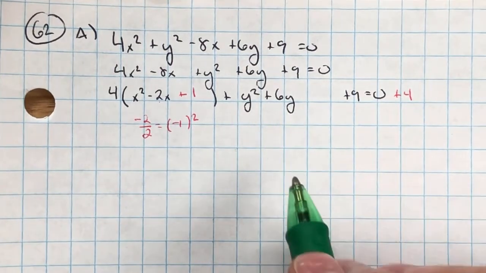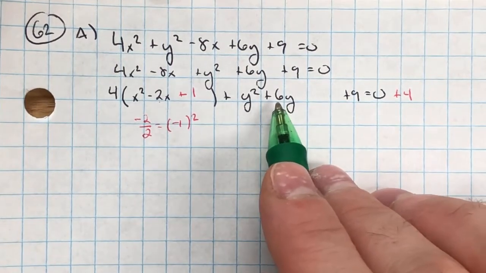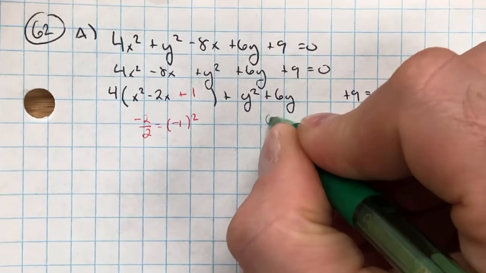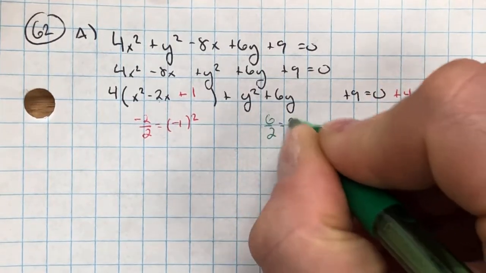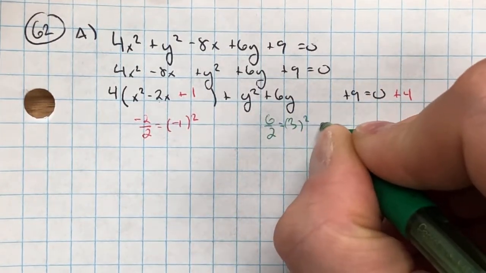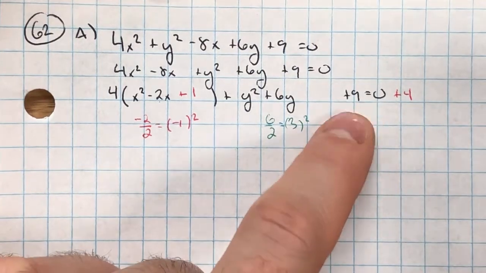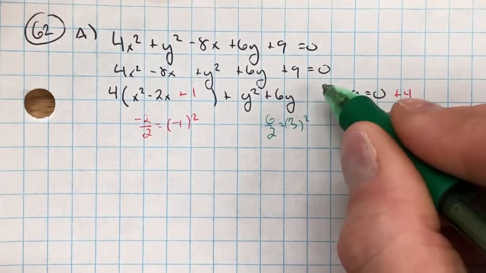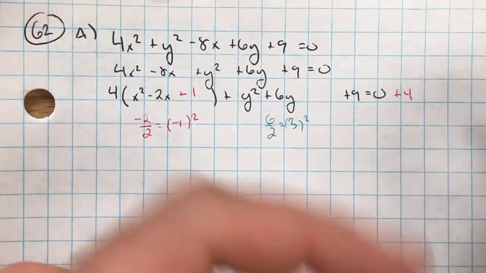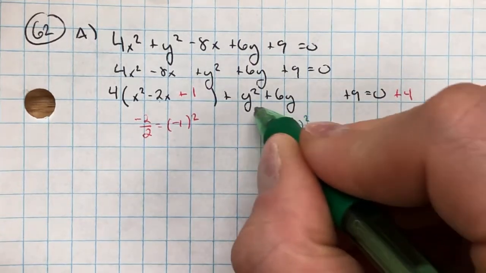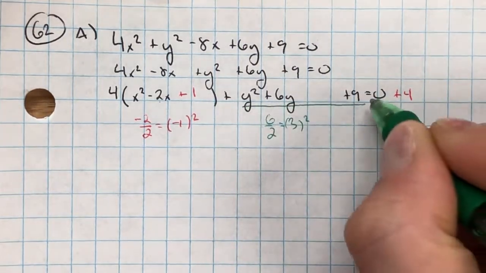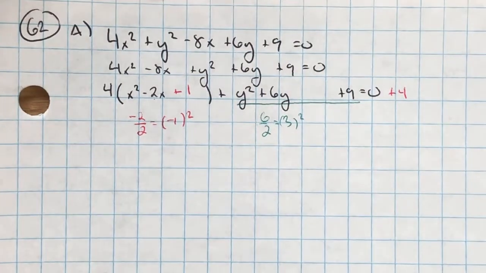And then I do the same thing right here. I'm going to take that 6 and I'm going to cut it in half. So 6 divided by 2 is 3, and I'm going to square it, which is 9. And I already have a 9, so I could add a 9 here and add a 9 here, but that seems a little redundant, so I'm just going to include that 9 as part of my completed square.